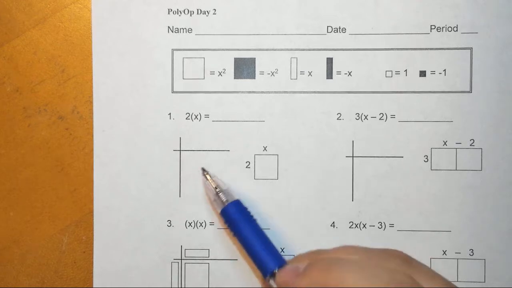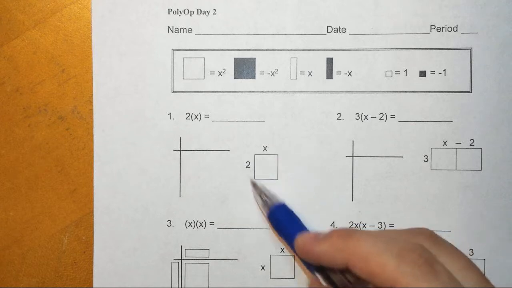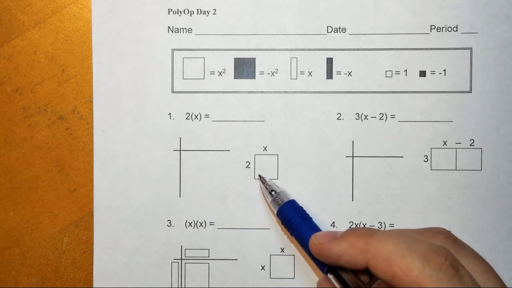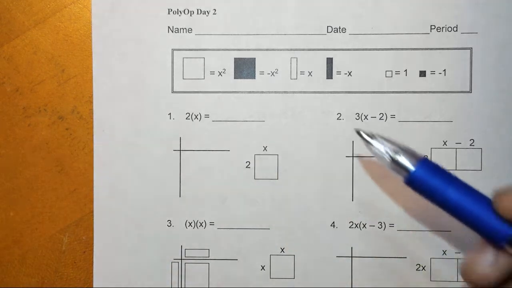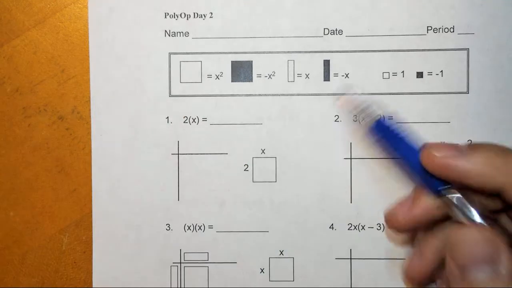Our other method, we're going to be using representations for tiles. And then we got this method that we're going to be using in here. We got the box method is what we're going to call that. So three different methods: distribution, tiles, and the box.